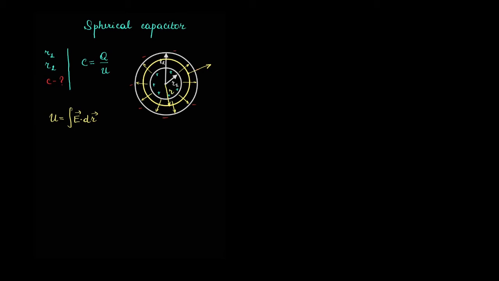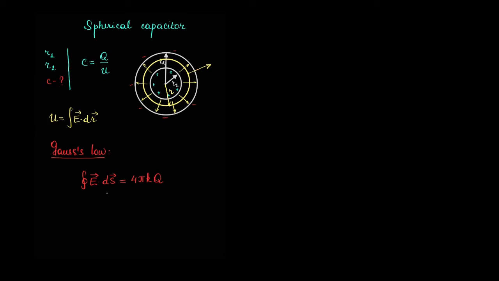According to Gauss law, the flux over a closed surface, the integral of E dot dS, equals 4 pi k q enclosed. This is the charge inside the sphere. Only the inner plate is inside the sphere, so we need to take the charge on that sphere, which is just q.